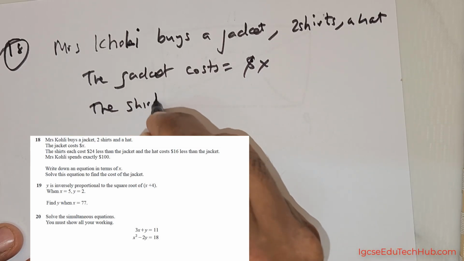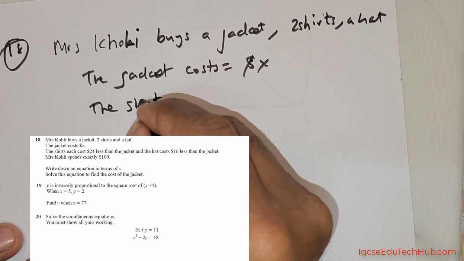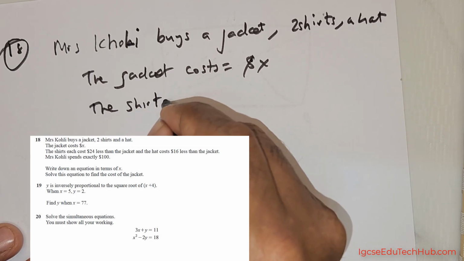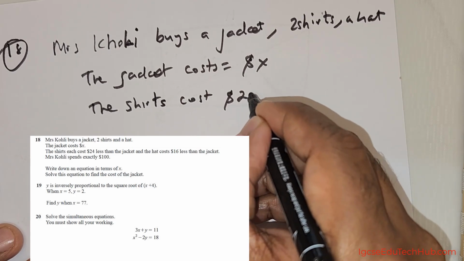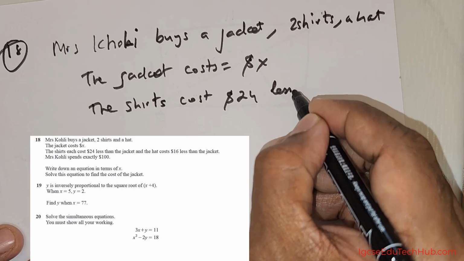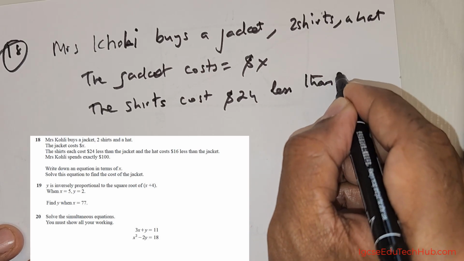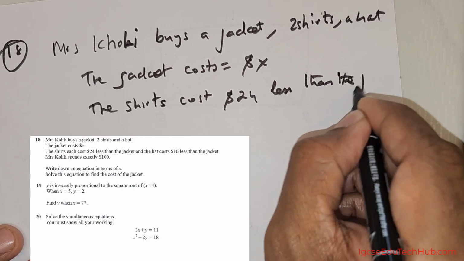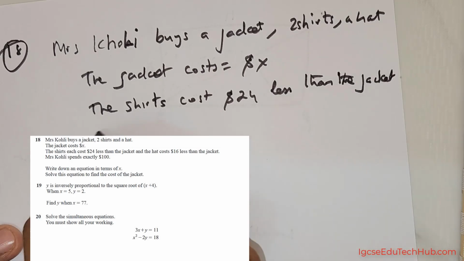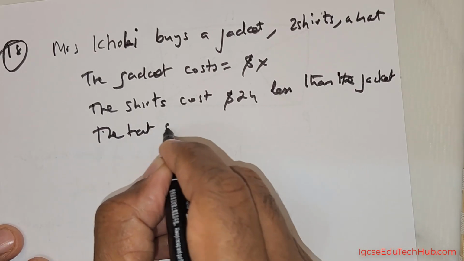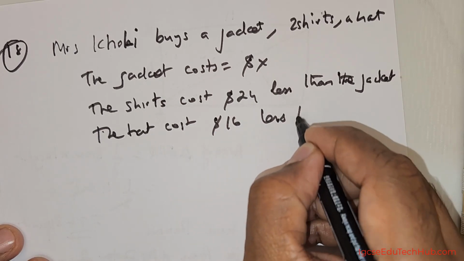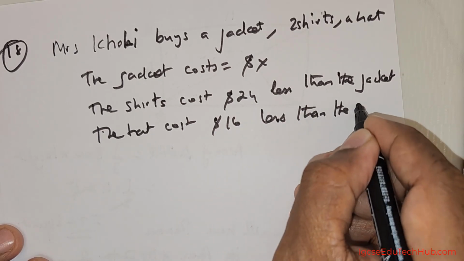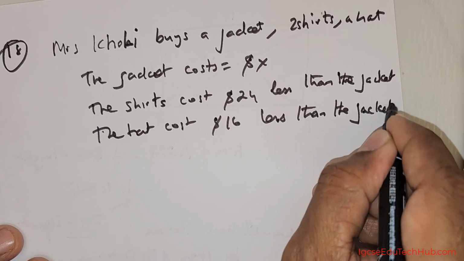The shirts cost $24 less than the jacket. The hat costs $16 less than the jacket.